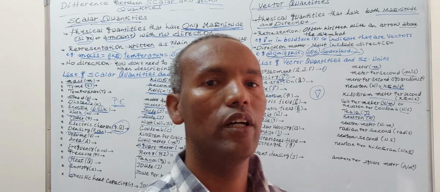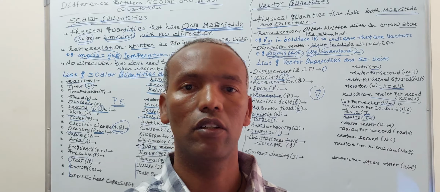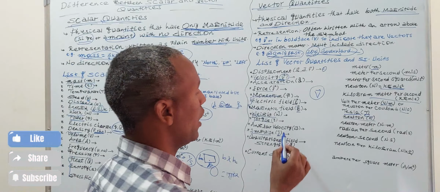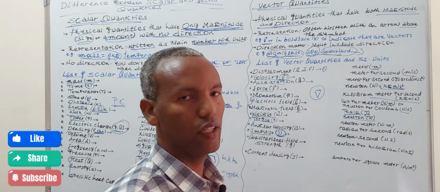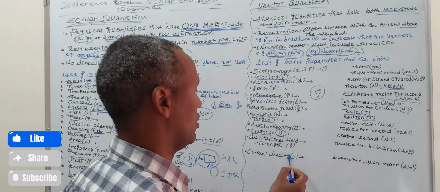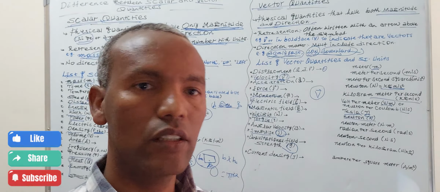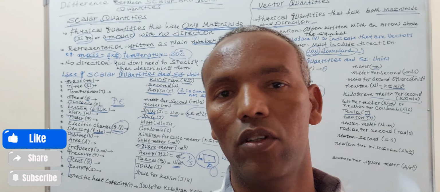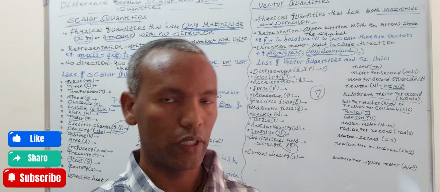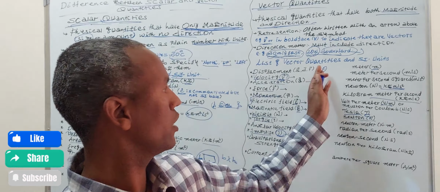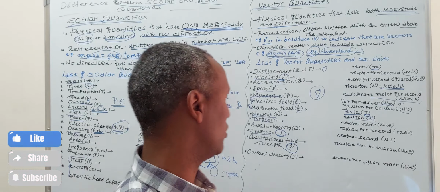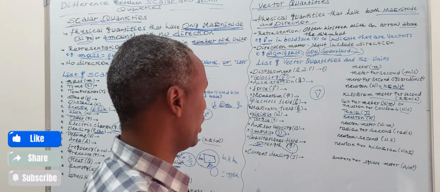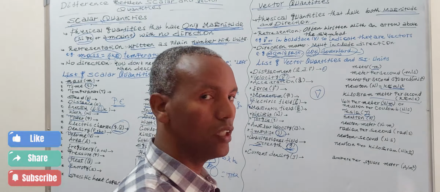Basically, most of these vector quantities are represented using an uppercase letter, but in some cases, as you can see, for gravitational field strength, we can use a lowercase letter. But in most cases, we use uppercase plus an arrow. And the other one is gravitational field strength, which is represented by g plus an arrow.